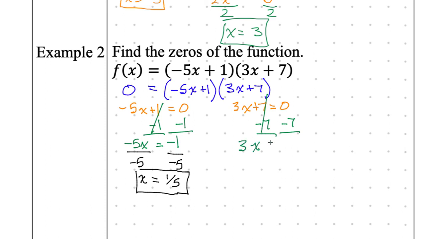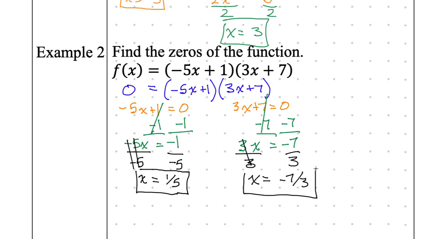This is now 3x is equal to -7. Divide both sides by 3, and that cancels out the 3's, just like that cancels out the negative and the 5. This is equal to x. X is equal to -7/3. Final answer, and box it.